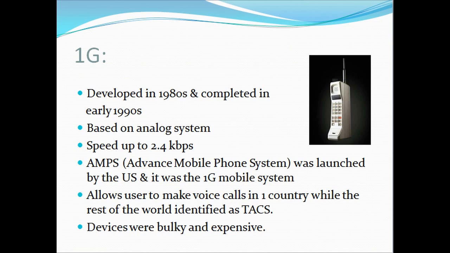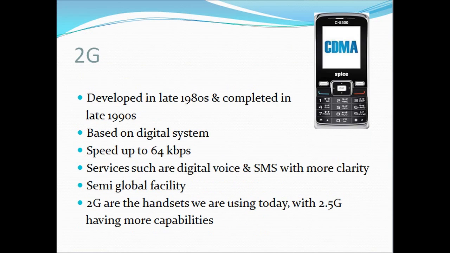Then the world was introduced to 2G. The 2G was developed in late 1980s and completed in late 1990s. It was based on digital system. It provided high speed up to 64 kbps. Services such as digital voice and SMS with more clarity was introduced. It provided semi-global facility. 2G are the sets that we are using today with 2.5G having more capabilities.